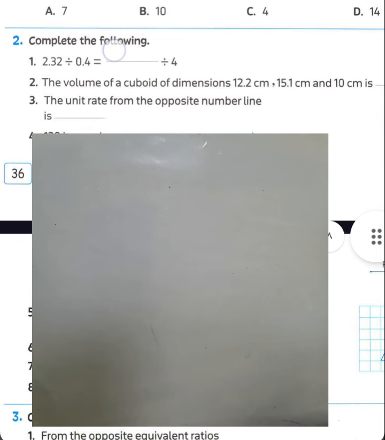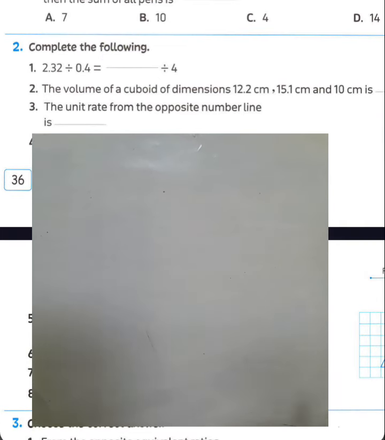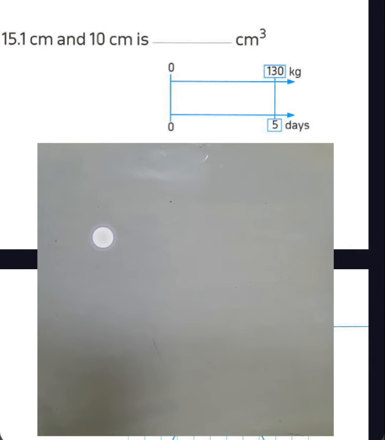The unit rate from the number line is space. Look here at this number line. You want to find the unit rate. We can write 130 divided by 5 to find the result, comparing between kilograms and days. And we know the unit rate compares two different quantities. The second term equals 1.